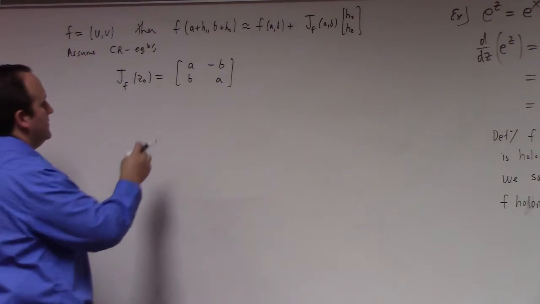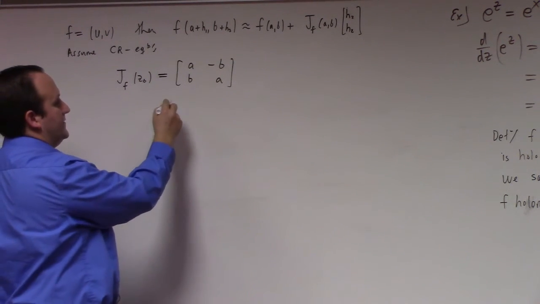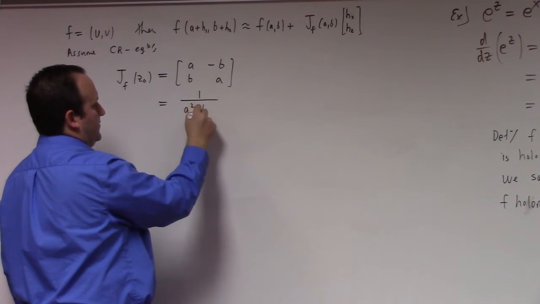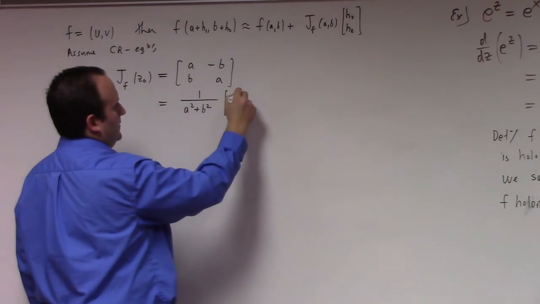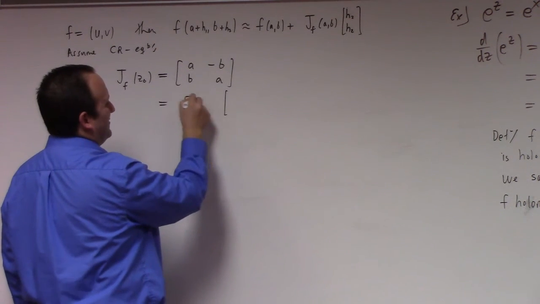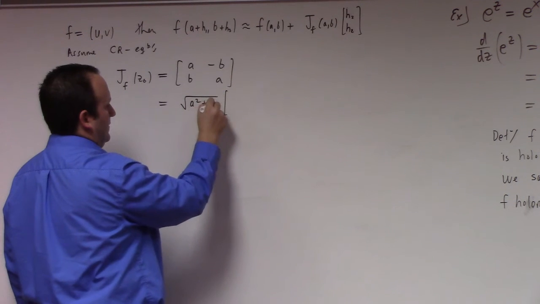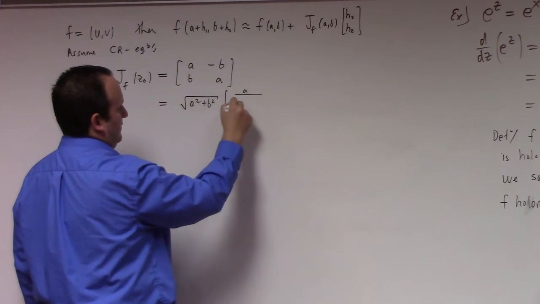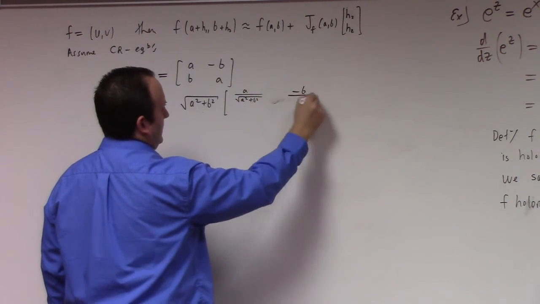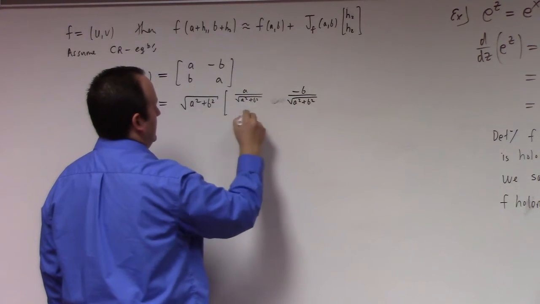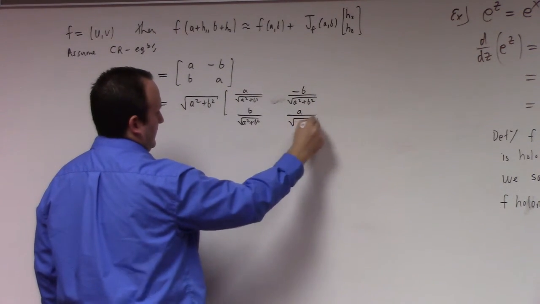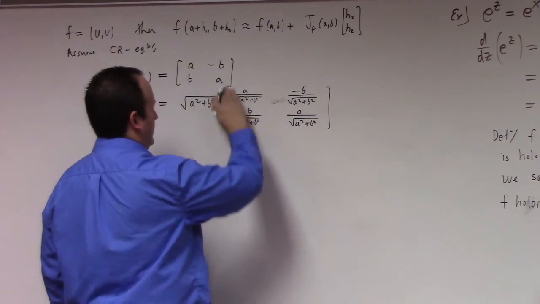Well, I would point out to you that we can rewrite this as follows. We can rewrite this as the square root of a squared plus b squared, times a matrix with entries a over the square root of a squared plus b squared, minus b over the square root of a squared plus b squared, b over the square root of a squared plus b squared, and a over the square root of a squared plus b squared, like so.